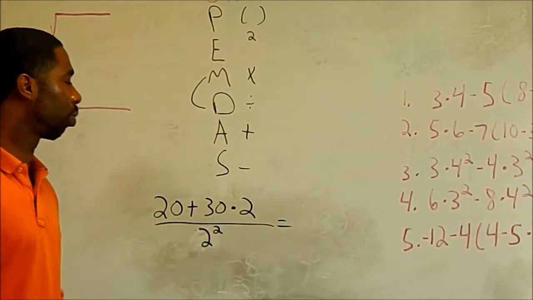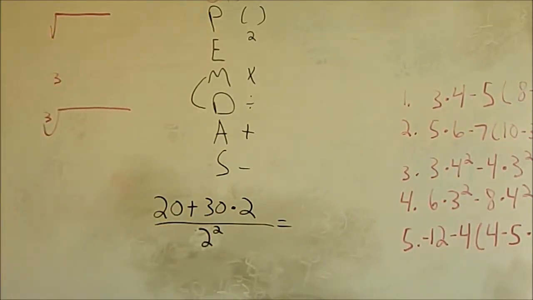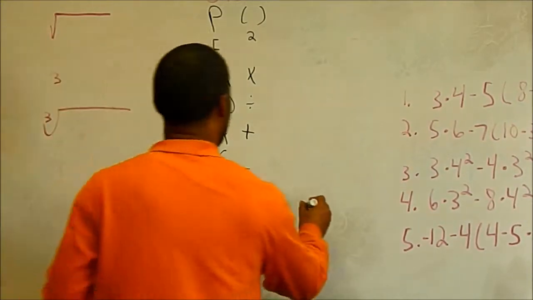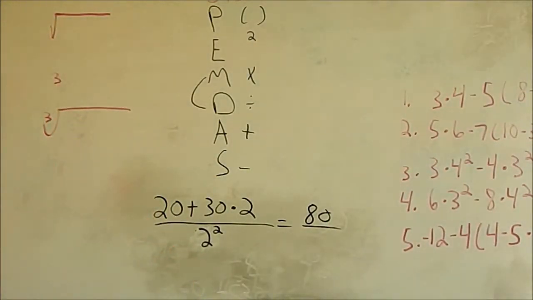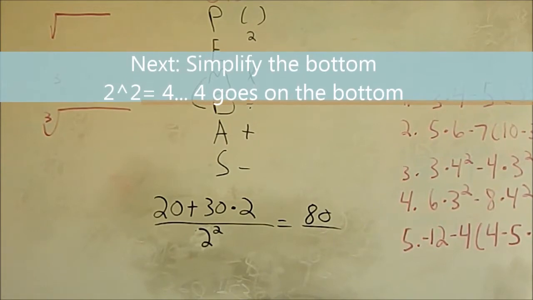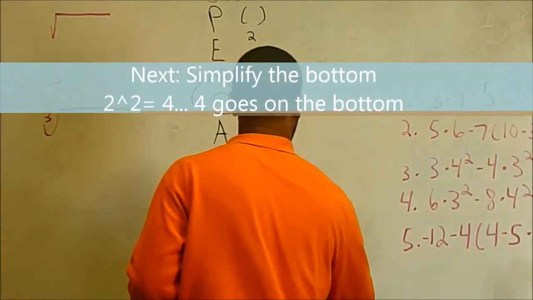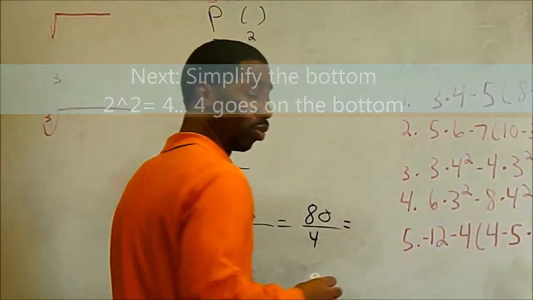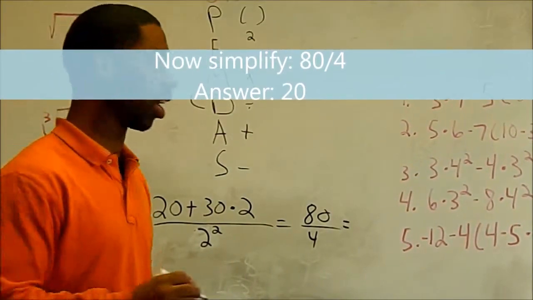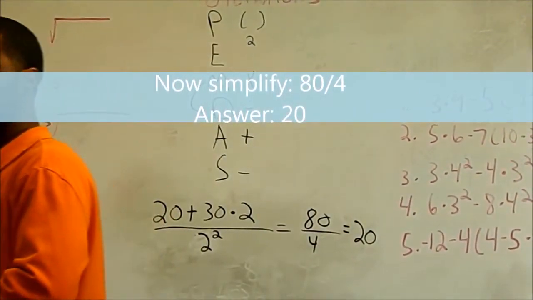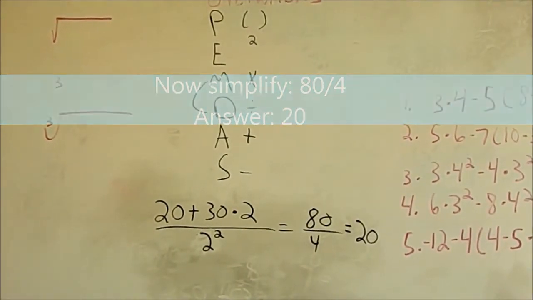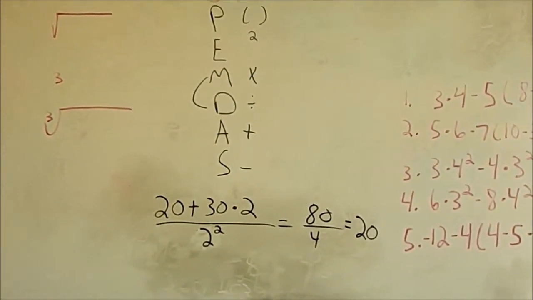What's 30 times 2? 60. Okay, what's 60 plus 20? 80. So I put an 80 over here. And then I have 2 to the second. What's 2 to the second power? 4. What's 80 divided by 4? 20. Good job, guys. Any questions on these? Order of operations. Great job.